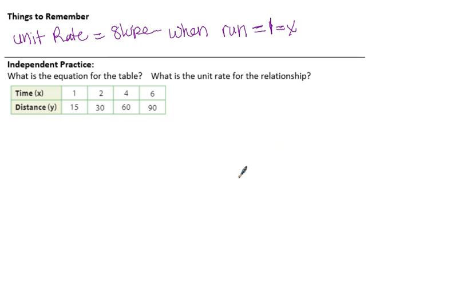All right, so here is a table. They want you to find the equation of the table, and then they want you to write the unit rate specifically for this relationship. It doesn't say what the distance and the time is, so you can just say distance per time. That's fine.